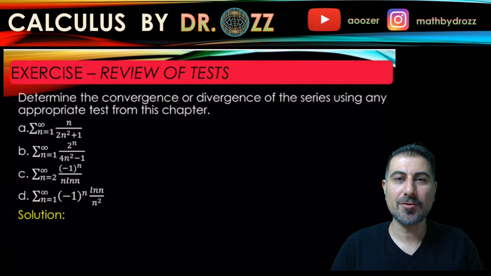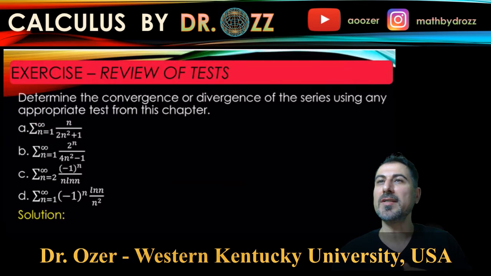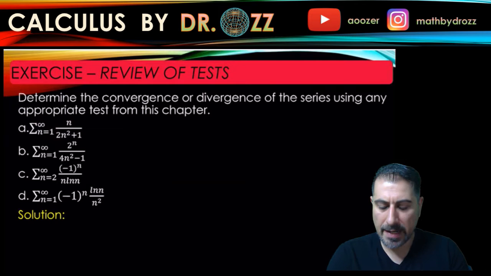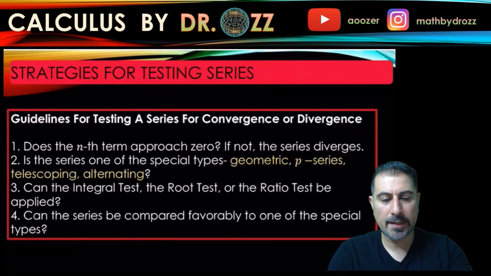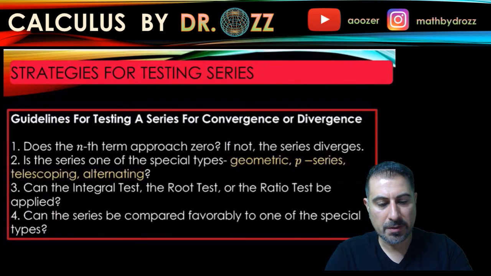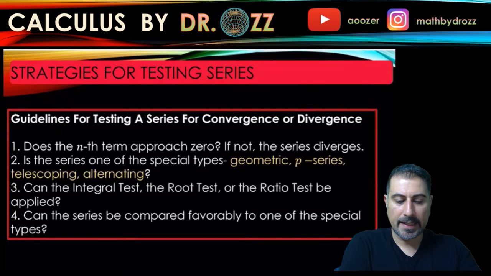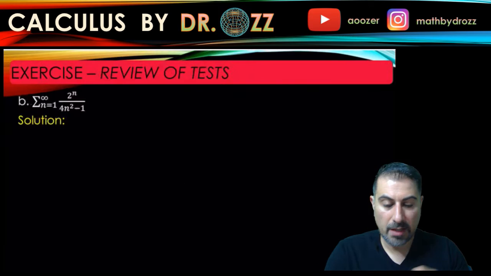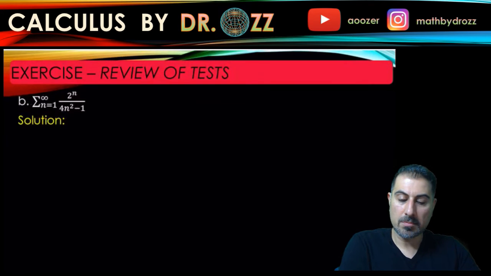All right, let's go back to part B. Part B is 2 to the n divided by 4n squared minus 1. All right, let's check the guidelines again, like the way we did in the previous case. So does the n term approach 0? Let's see. We have 2 to the n over 4n squared minus 1.